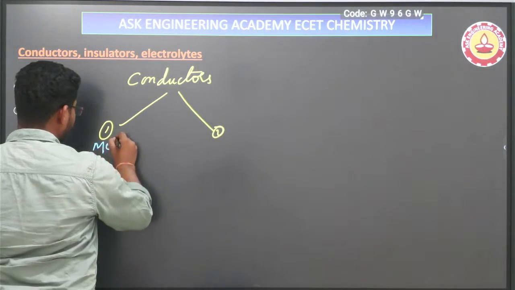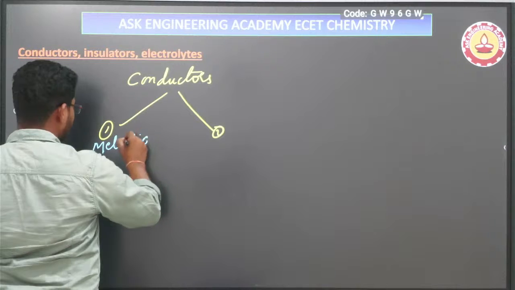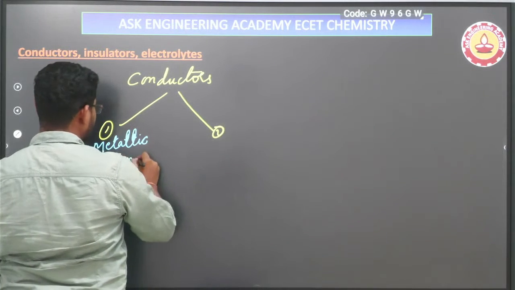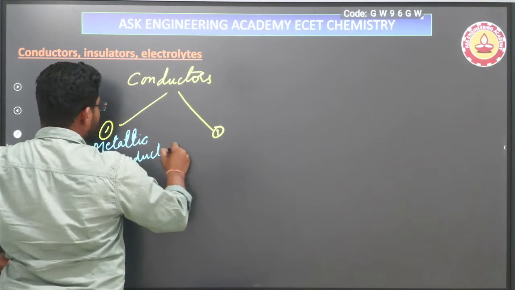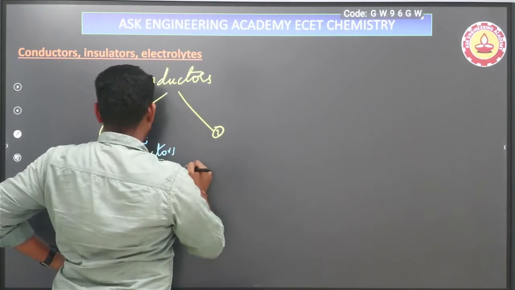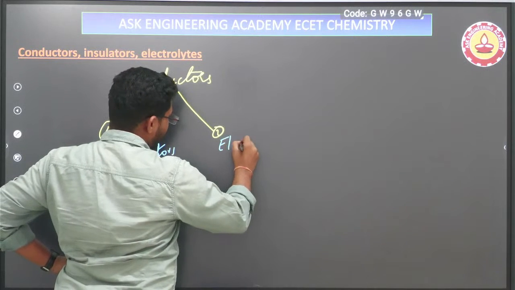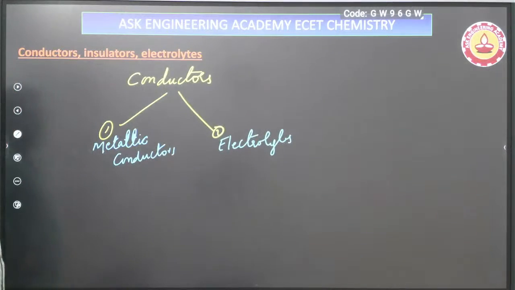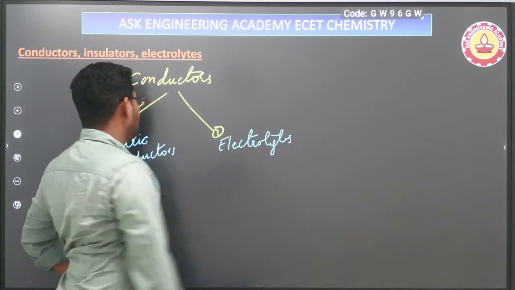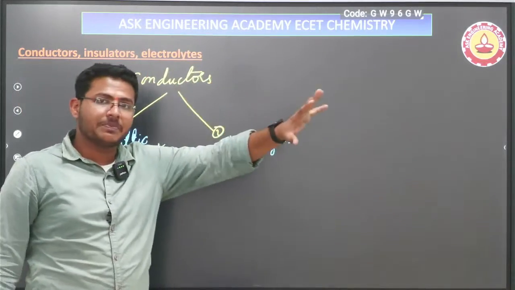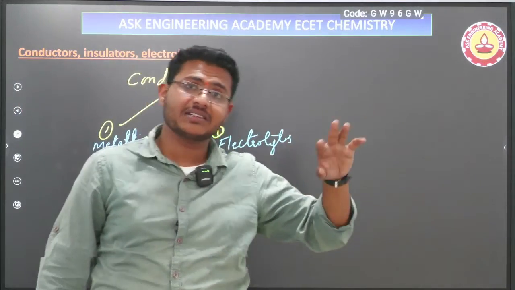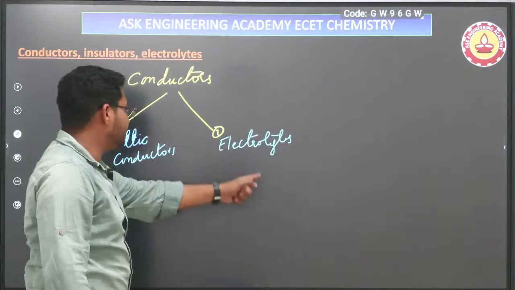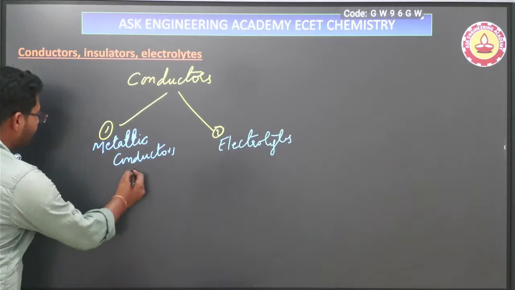So conductors are the substances that allow the current to pass through. Again, the conductors are categorized into two types: one is metallic conductors, and the other is electrolytes. Now we are moving on to metallic conductors.